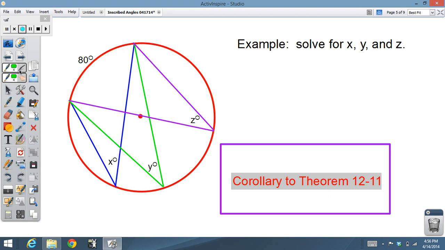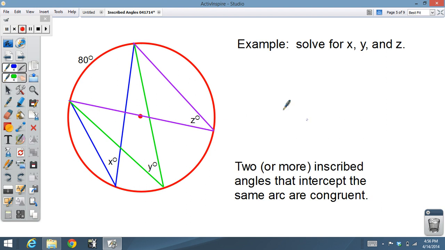Check it out, though. The green lines also intercept an 80-degree arc. Y must also be 40. Same with the purple lines. Purple lines, inscribed angle, intercept an 80-degree arc. All three of those sets of lines, blue, green, and purple, intercept the 80-degree arc. All right, therefore they must all be 40 degrees, which leads us to a corollary to the theorem. Any two or more inscribed angles that intercept the same arc must be congruent.